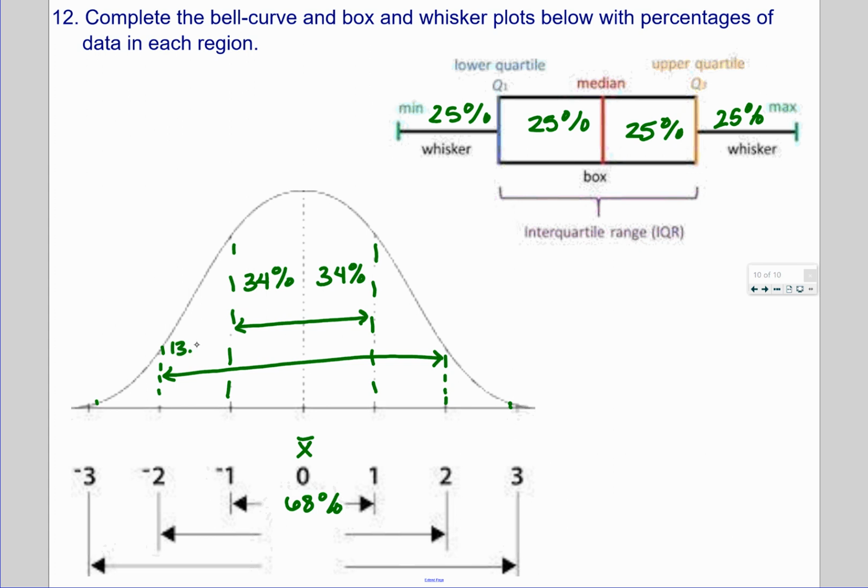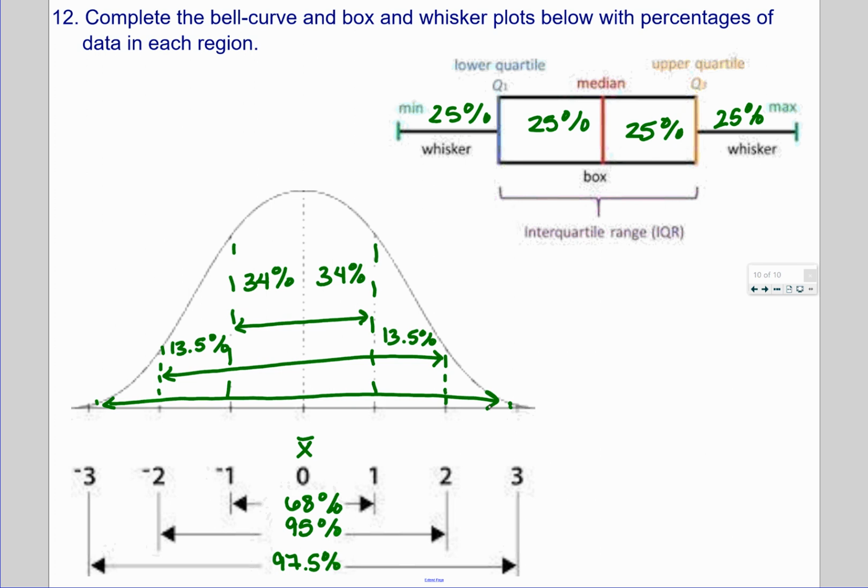So the little bits are going to be 13.5 in each piece there. And then what's the total now between those arrows? Plus the 68 you have already, 95%. Okay, and then the last one is 97.5%. That was our empirical rule. That's going to be within 3 standard deviations.